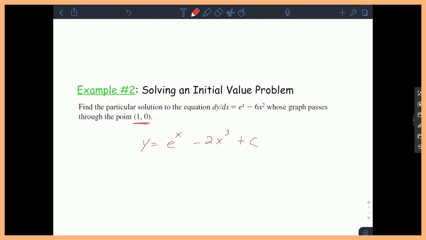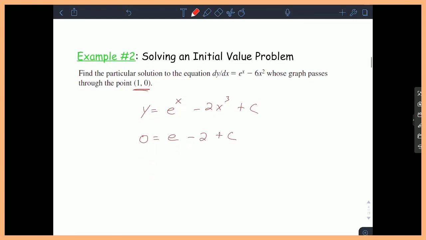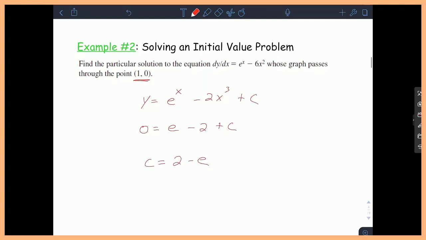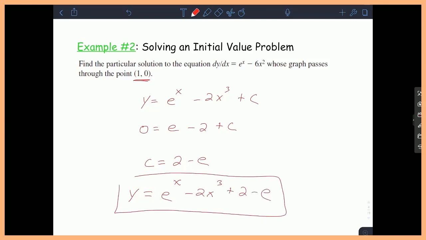So when we add our plus C here, you can find the value of C by setting y equal to 0. The exponential e to the 1 is just e, minus 2 times 1 cubed is 2, plus C. If you move the e and the 2 over, you get C equals 2 minus e. Therefore the particular solution is e to the x minus 2x cubed plus 2 minus e. And this is now the single solution to the differential equation, not the family of solutions.